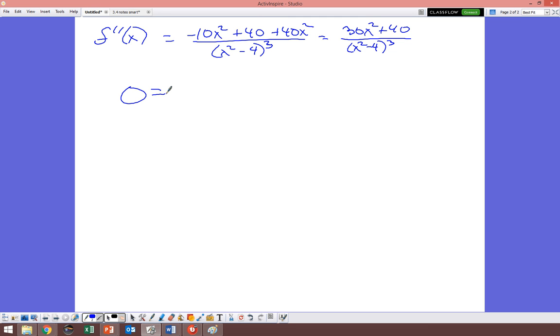So 0 equals 30x squared plus 40 over x squared minus 4 to the third. All the bottom goes away, right? Yeah, it just disappears. Now I have 0 equals 30x squared plus 40. So what am I going to do? Subtract 40, divide by 30, and I get negative 4 thirds equal to x squared.